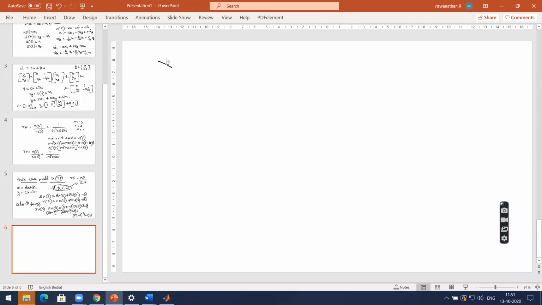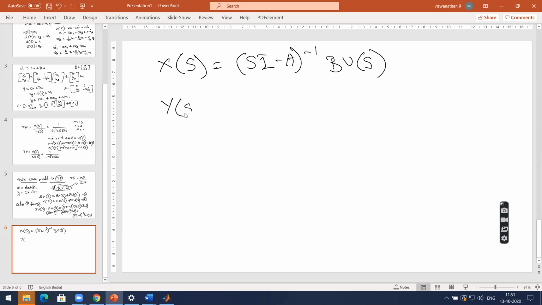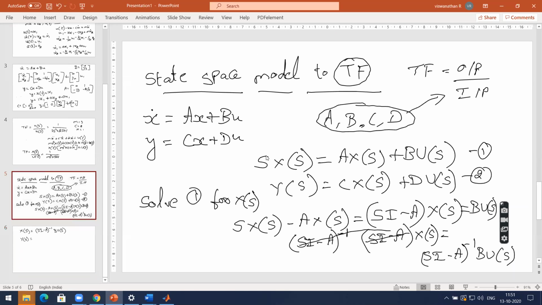So X(s) is equal to (sI minus A) inverse B U(s). Okay, so this is the thing. Now Y(s) is equal to, Y(s) was equal to what? C into X(s).